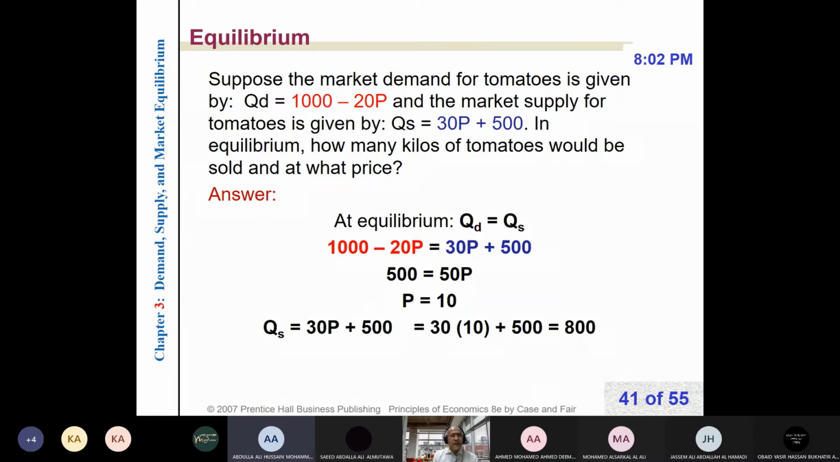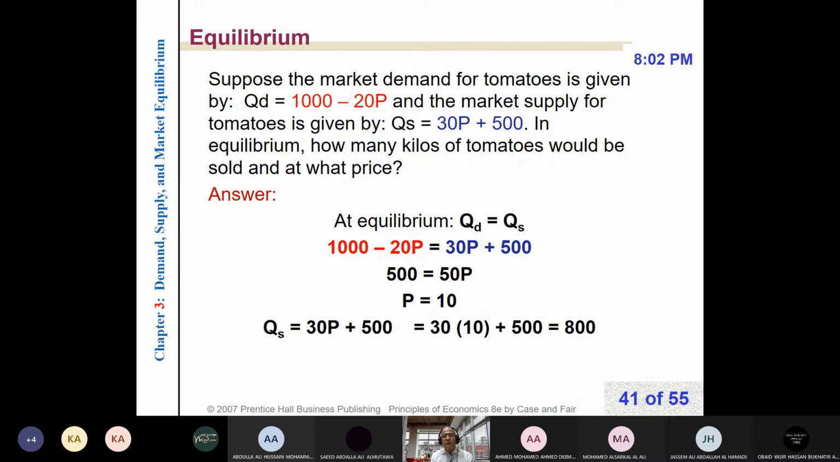Okay. So see here, P means the price per unit. So we have two equations, one for demand and another one for supply. So at equilibrium, as Abdullah read the definition, quantity demanded equals quantity supplied. This is only at equilibrium. And the question said, find information about equilibrium. So what I will do here, instead of QD, I replace it with its equation, 1000 minus 20p, and I replace QS with the equation of supply, which is equal 30p plus 500.